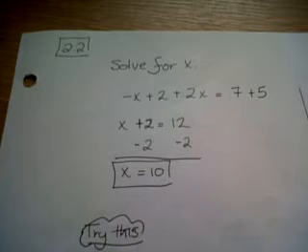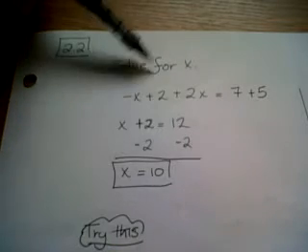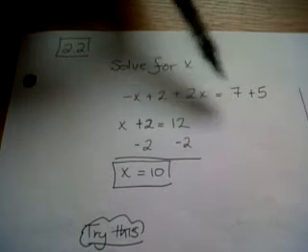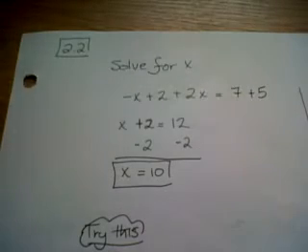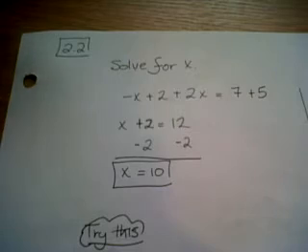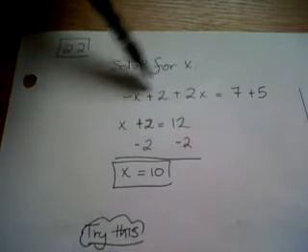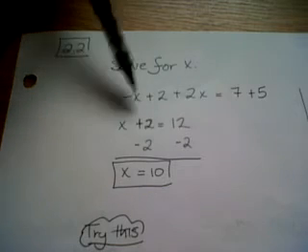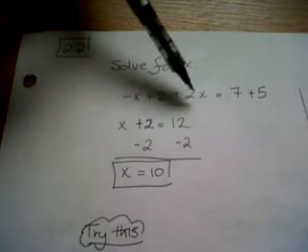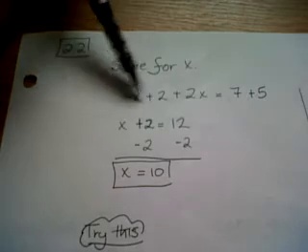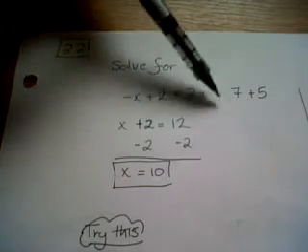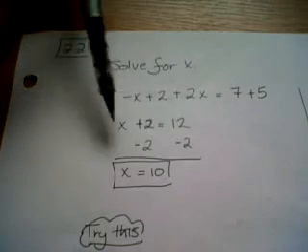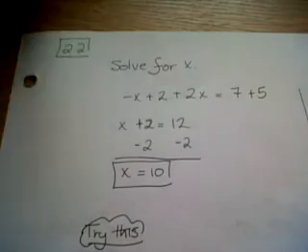So let's take a look at some more examples. So this says solve for x. Here I have negative x plus 2 plus 2x equals 7 plus 5. Well, before I start getting x by itself, I notice I can combine some like terms here. So I'm going to go ahead and combine like terms. I have a negative x plus 2x. That gives me an x. So on this side, I'm left with x plus 2 equals, well, I can combine that 7 and 5, and that gives me 12. So I now have x plus 2 equals 12.